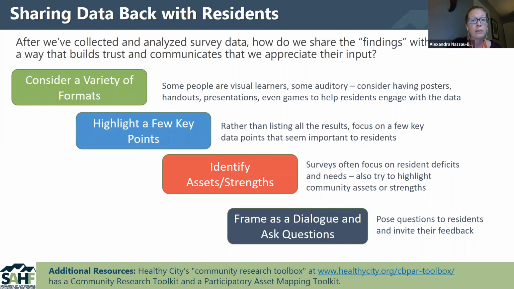Try to frame a dialogue and have a conversation. Don't just report information back at people. Ask questions. Try to create a format and a structure that creates an opportunity for engagement and discussion and reflection. And we have a couple of links highlighted here for some additional toolkits around participatory action and engagement.